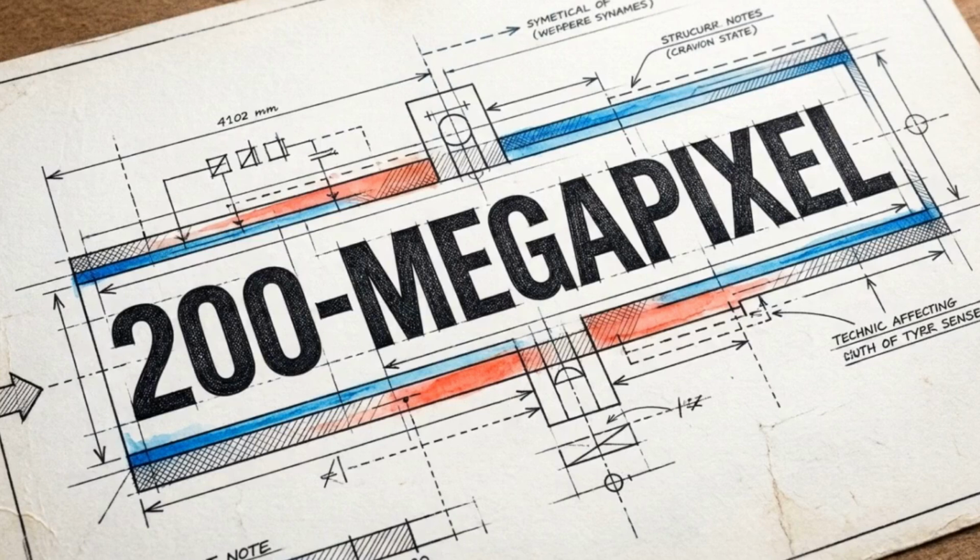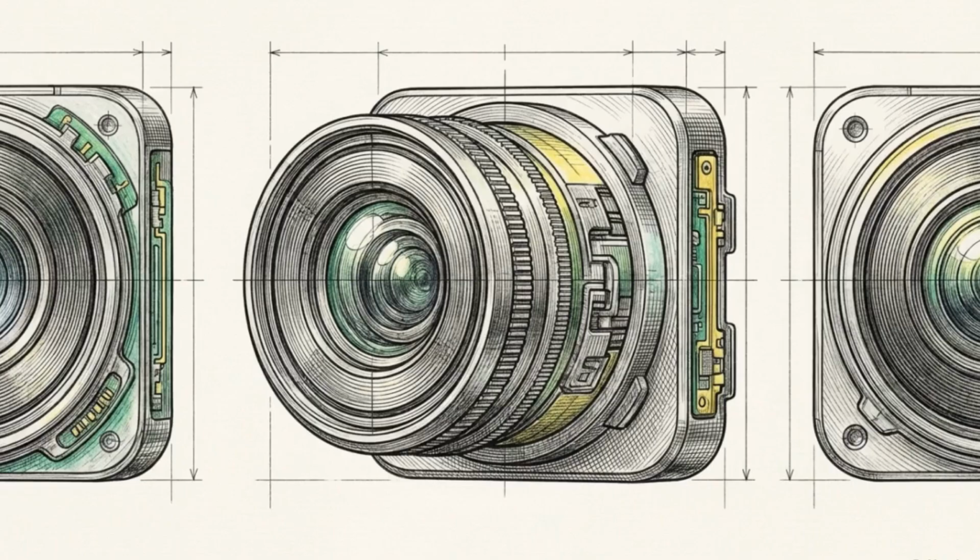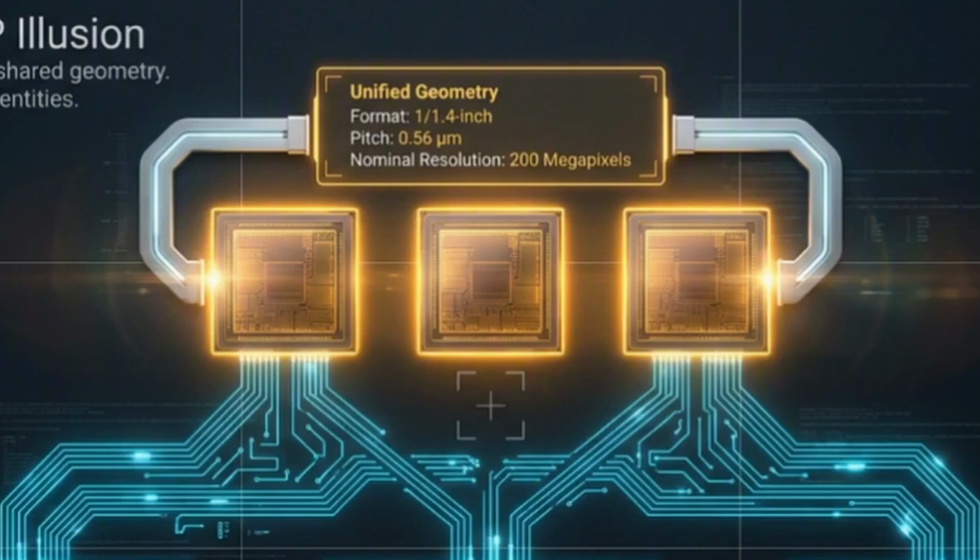Open almost any modern smartphone spec sheet, and you are bound to hit a massive, eye-catching number, the 200 megapixel camera. On paper, these components all sound identical, creating a paradox for anyone trying to figure out what they are actually buying. This diagram reveals the shared DNA of Samsung's ISOCELL lineup.